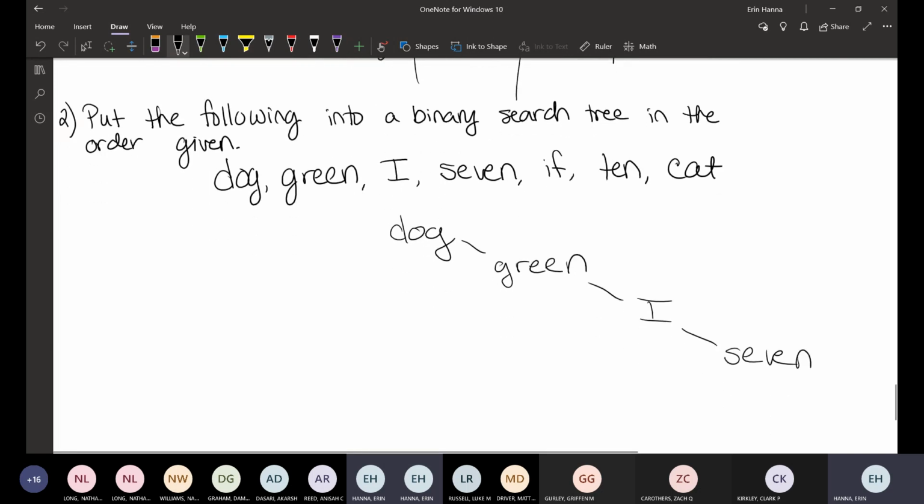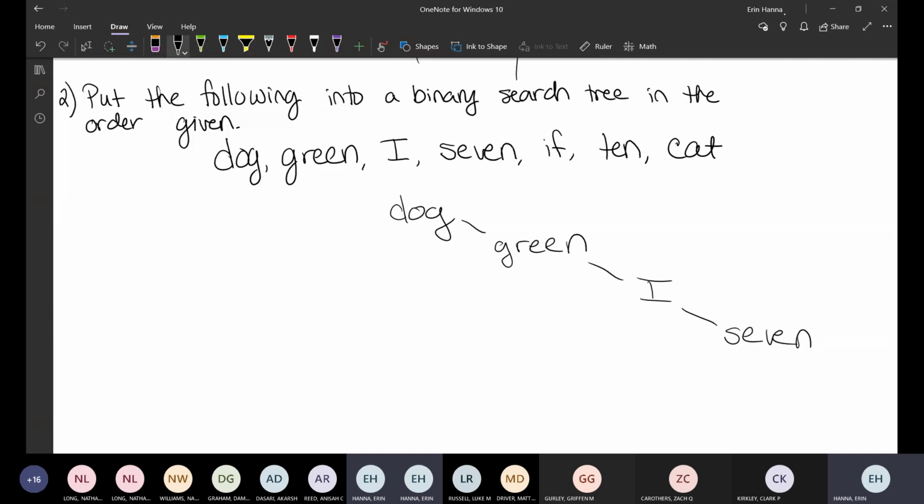Then I get to if. So if goes to the right of dog, to the right of green, to the right of I, but to the left of 7, because it comes before 7. And there we go, the alphabet. 10 is going to have a very long path. 10 goes to the right of dog, to the right of green, to the right of I, Q, R, S, T, but then also to the right of 7.